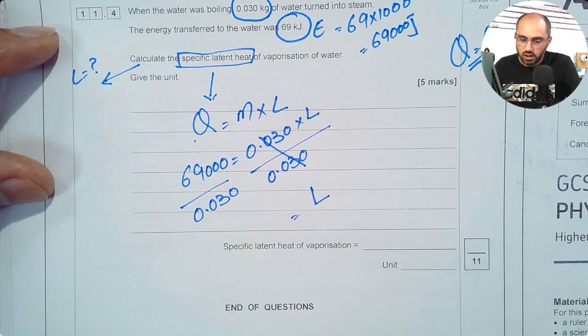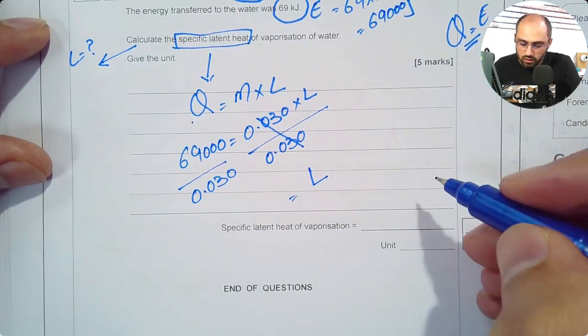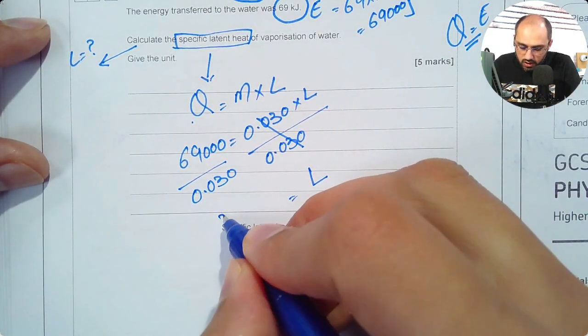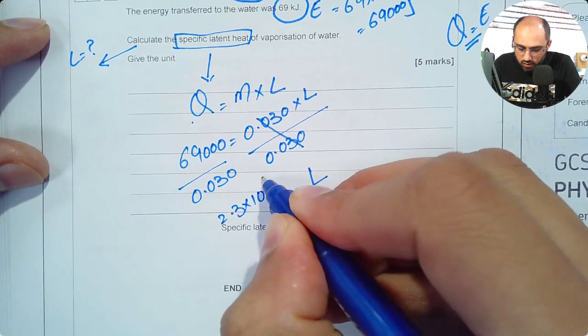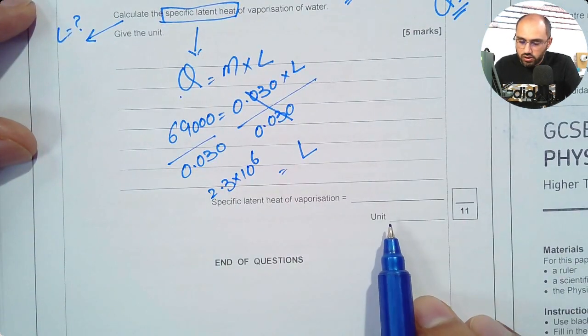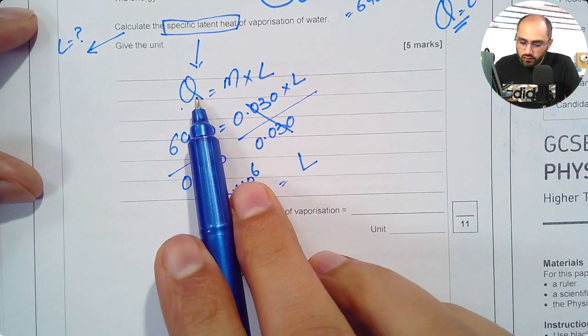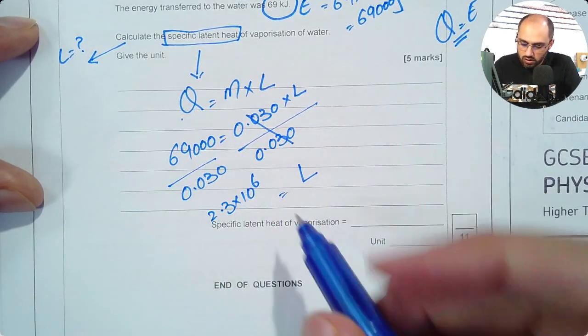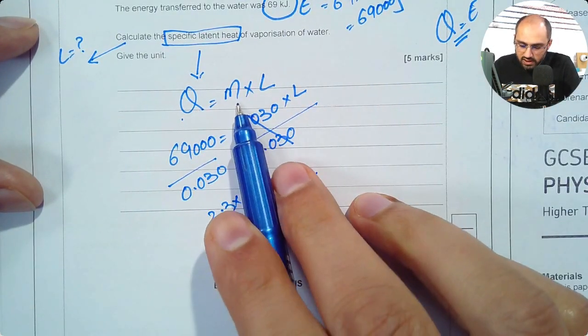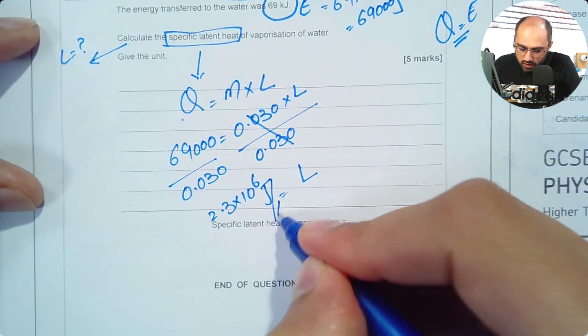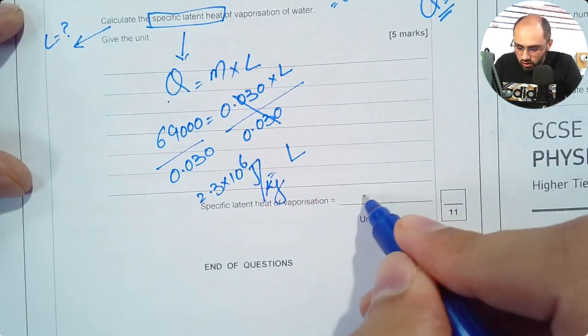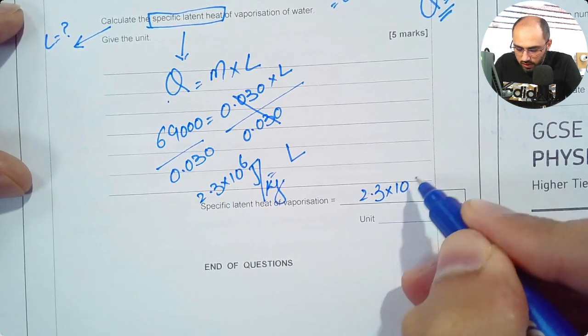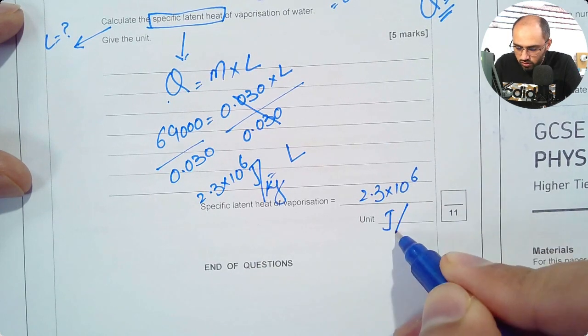If you put this in your calculator, you'll end up with a value of 2.3 times 10 to the power of 6. Now it does ask you for the unit. So the unit for Q that we have used is joules, and the unit for mass is kilograms. So it will be joules per kg. So I'll write down 2.3 times 10 to the power of 6, and unit is joules per kilogram.